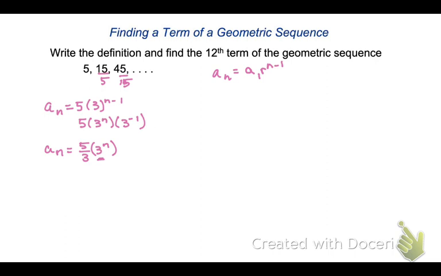Okay, then find the 12th term. So now all I have to do is plug in what? 12. So a sub 12 equals 5 over 3 times 3 to the 12th. But I can reduce out 1. So it's to the 11th. And I honestly don't know what 3 to the 11th is. Emma, you got your calculator handy?